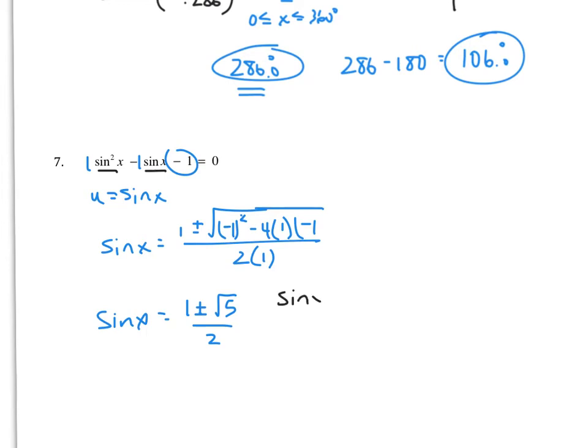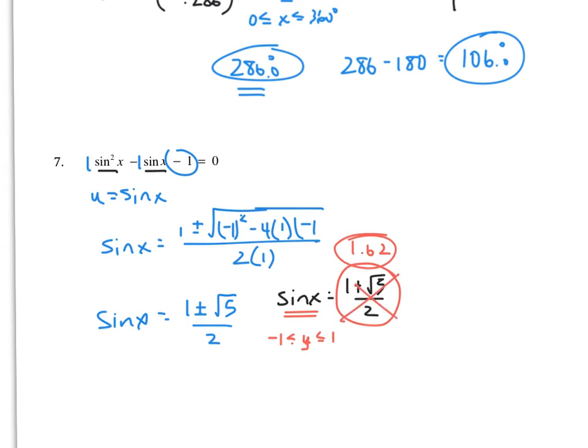Okay, so that gives us two values. Sine of x is equal to 1 plus root 5 divided by 2. Now, if I figure out the decimal value for this, it's roughly 1.62. But remember, the range for sine of x is any value that goes from negative 1 to 1. And since this does not fit in that, that means that we cannot use this. This is not a possible solution.